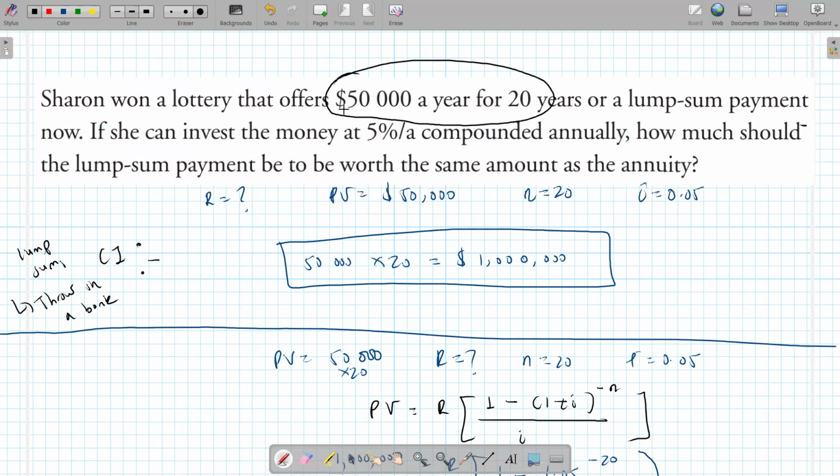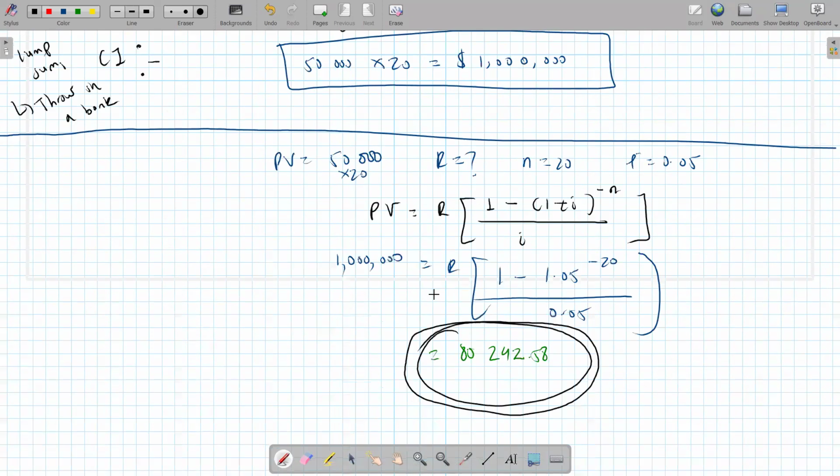So would you take the 50 grand or would you take the lump sum? Because if you take the lump sum, that's worth 80,000 a year, right? So which one do you go with? Go with the lump sum. Definitely go with the lump sum, because it's worth $30,000 more.